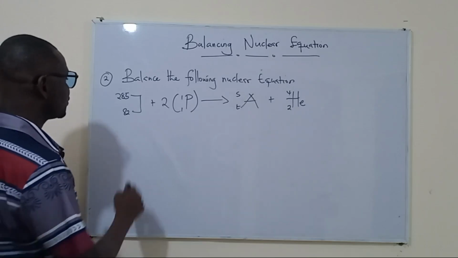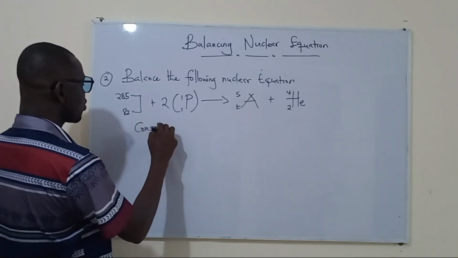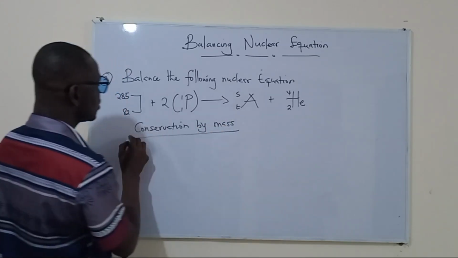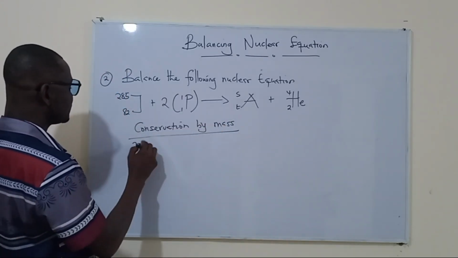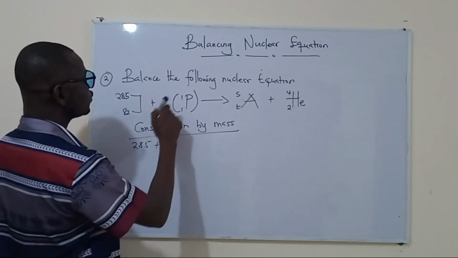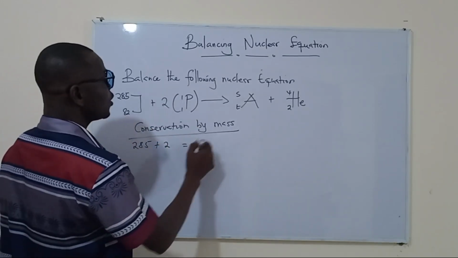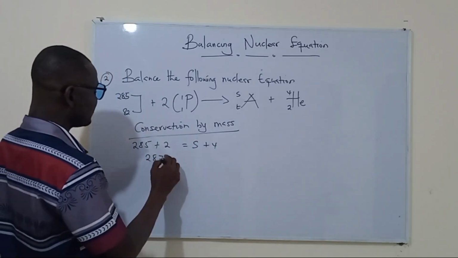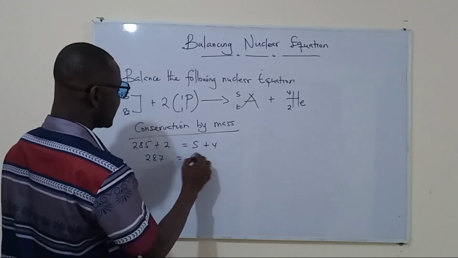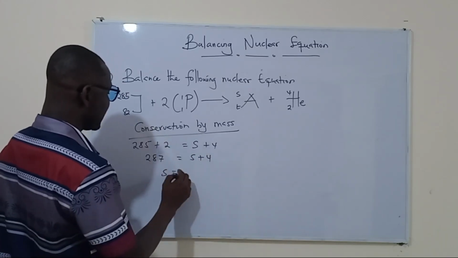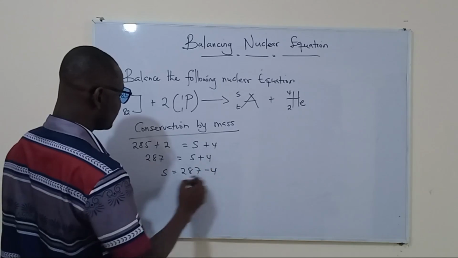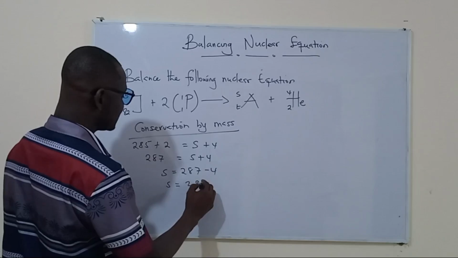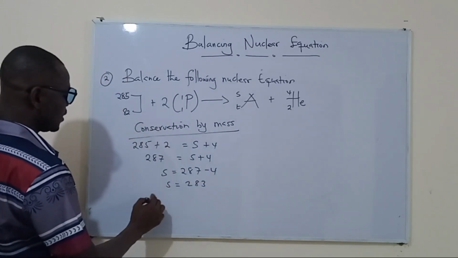So we are going to use the conservation of mass. We sum up our mass, so this will become 285 plus 2 times 1, which gives 2, equal to S plus 4. This is 287 equals S plus 4. Our S will be equal to 287 minus 4. S is equal to 283.